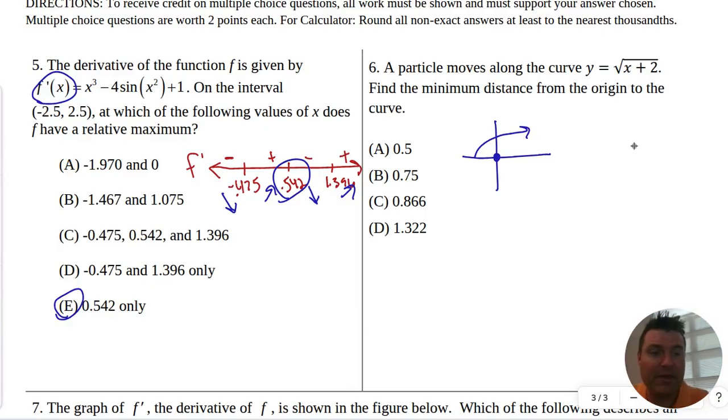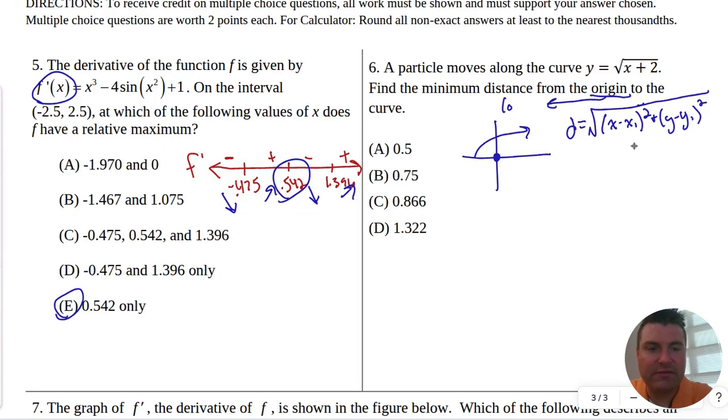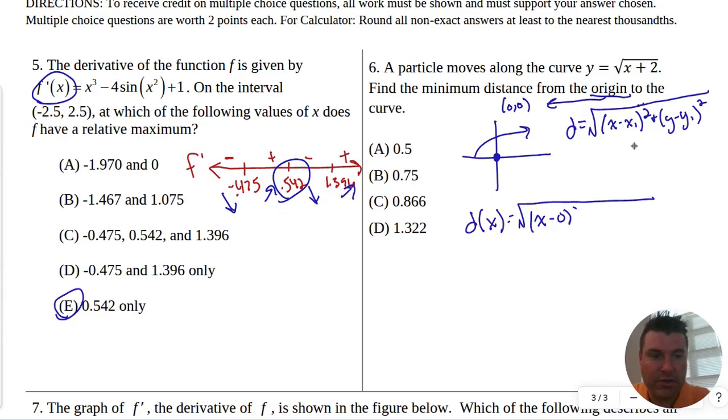So real quick, the distance formula is d equals the square root of x minus x1 squared plus y minus y1 squared. Make sure that square root covers everything. What I'm going to do is plug in information and rewrite this as a function of either x or y. Take a quick note here: the origin is going to give us the distance from 0, 0 to the curve. So my x1, y1 are both going to be 0. So I'm going to write this as a function of x, which is the square root of x minus 0, squared, plus y, which I know is root x plus 2, minus 0.